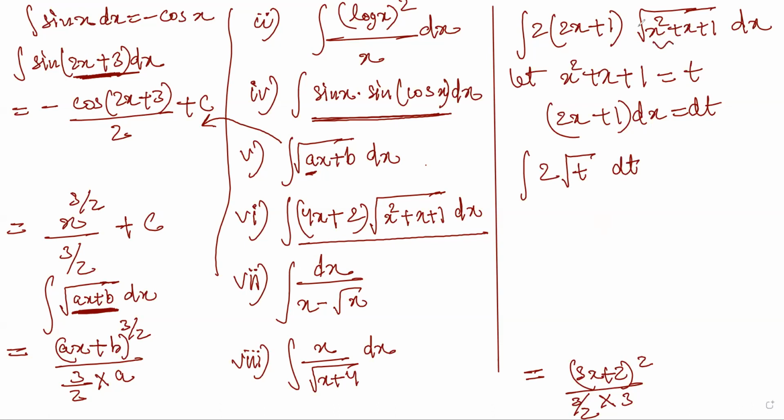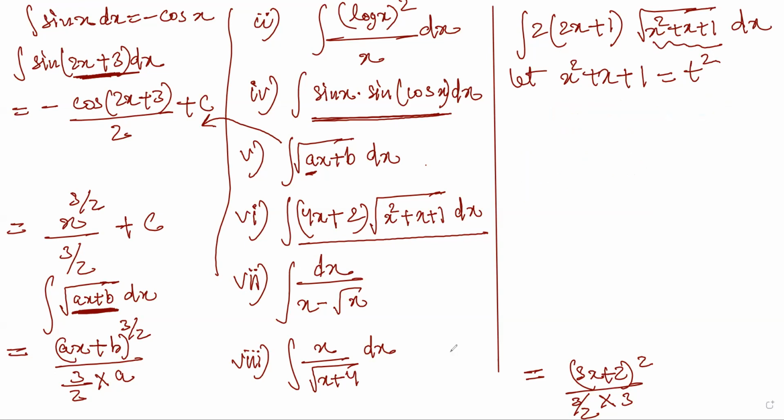Whenever you are substituting anything inside a square root, you can also take this as t square, so that root over t square becomes t. The question will be much easier for you. Okay, solve this. Take this substitution this time.